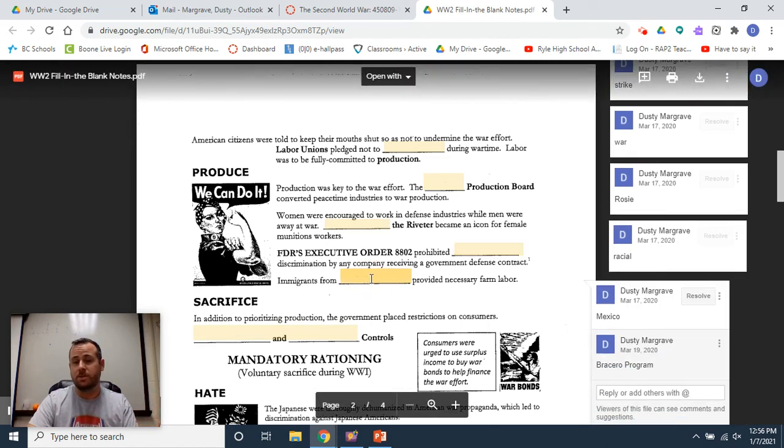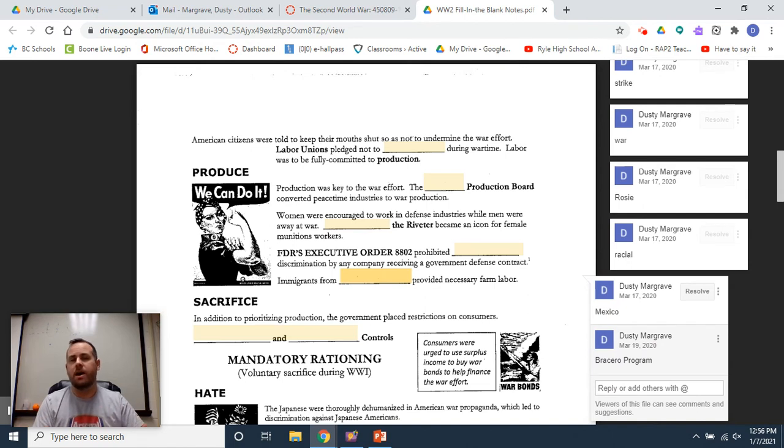Immigrants come to our country. Specifically now, we're not talking about European immigrants, but we're talking about Mexican immigrants. In the West, in places like California and the Southwest, a lot of the jobs that were vacated were agricultural jobs.